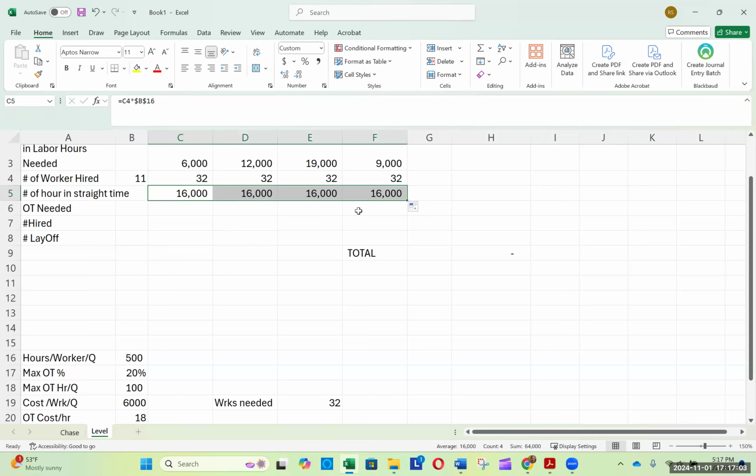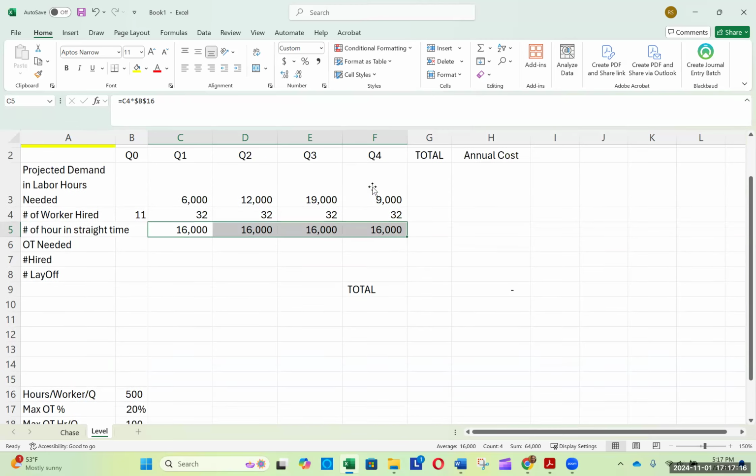And that looks okay, all right? Now, the only trouble is that you don't have plenty, so you will have to run some overtime, and you don't have to run overtime in Q4.